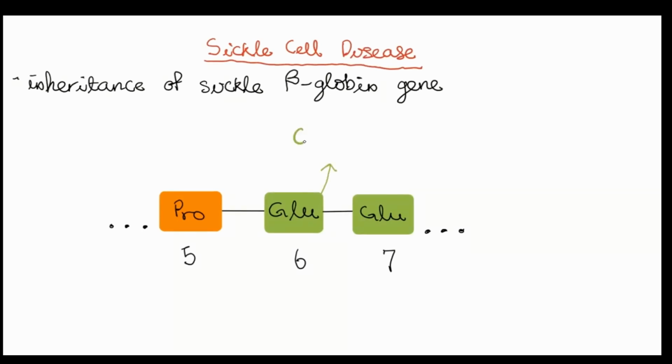The codon for glutamic acid is GAG. Just think back to biochemistry and amino acids and nucleic acids. Okay. In sickle cell disease, valine replaces glutamic acid at position 6.